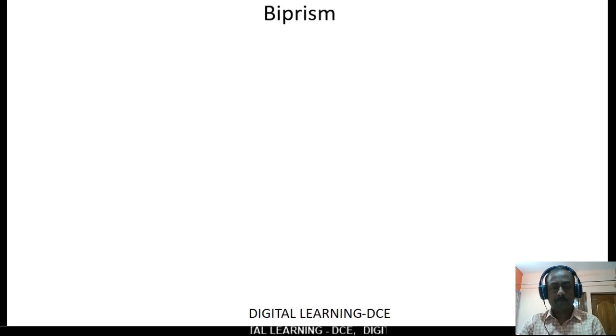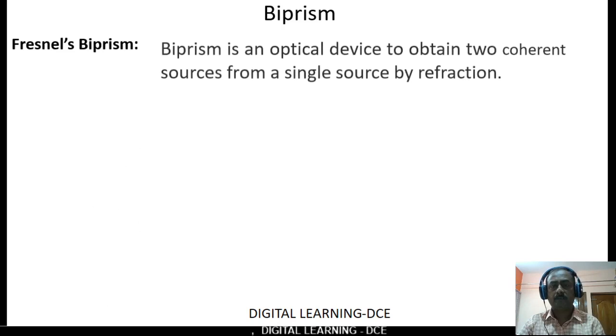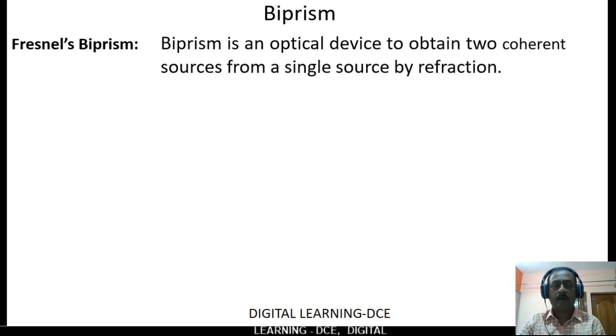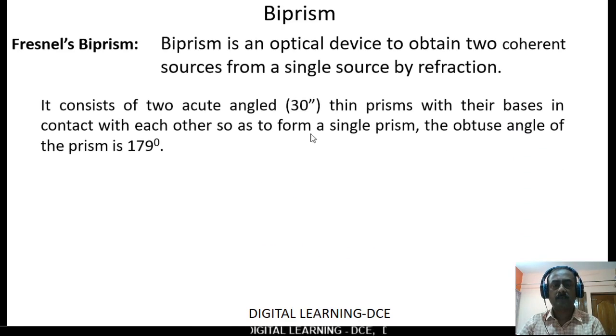What is a biprism? A biprism is an optical device to obtain two coherent sources from a single source by refraction. It consists of two acute angled thin prisms, that means about 30 minutes of angle, with their bases in contact with each other so as to form a single prism. The obtuse angle of the prism is 179 degrees.